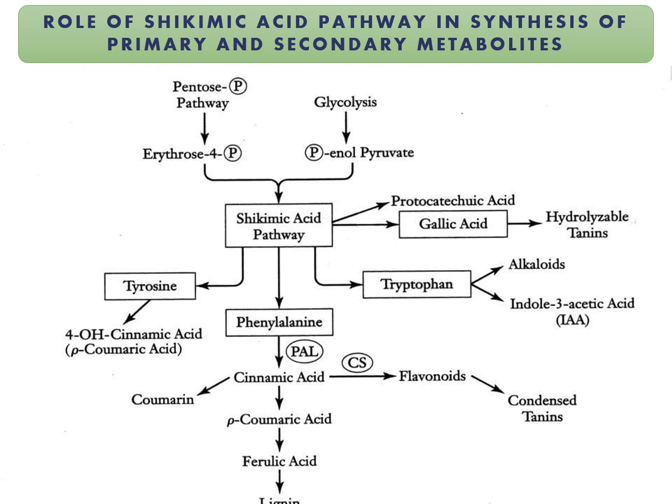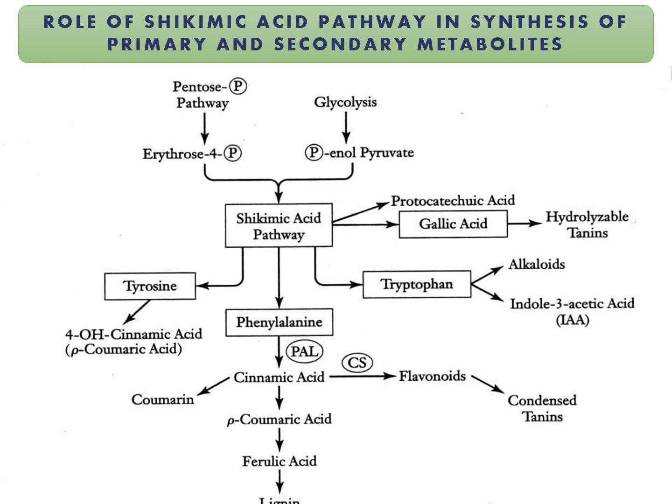This phenylalanine will undergo some processes, forming coumaric acid and ferulic acid. At the end, it will form lignin. This cinnamic acid is also converted into flavonoids, which will again be converted into condensed tannin. This is also a secondary metabolite.